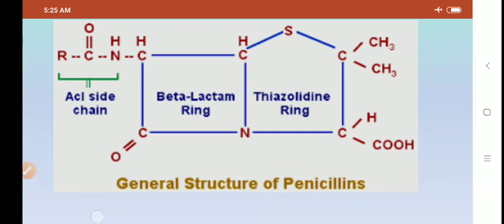Okay, now this is all about penicillin production. Now we have to discuss semi-synthetic penicillins, that we will discuss in the next lecture.